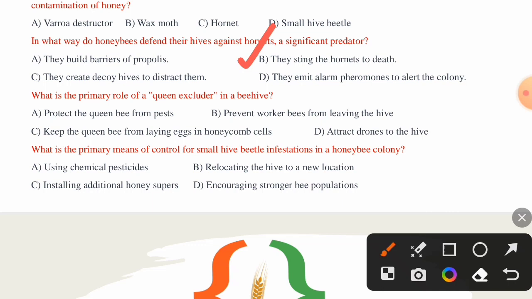What they do is, actually they release the alarm pheromone at first. After releasing the alarm pheromone, when all the worker bees aggregate together, they surround the hornet, and they start stinging the hornet, and along with it, when all the honeybees come together, they increase the temperature between them. So due to that condition, the hornet will die. So even though they emit the alarm pheromone, the answer is stinging the hornet to death, because this is the ultimate end.